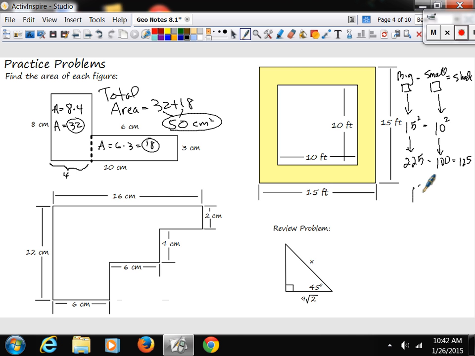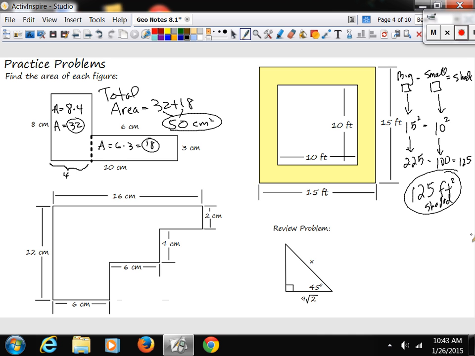So 125 square feet would be the shaded area. That's how you get a shaded part when they're both squares. If it was a rectangle and a square, or two rectangles, just do the same plan. The big one minus the small one gives you the shaded area, if there's an amount inside.